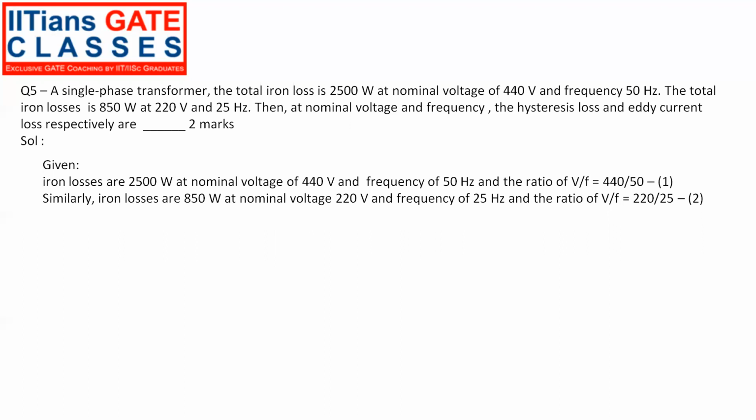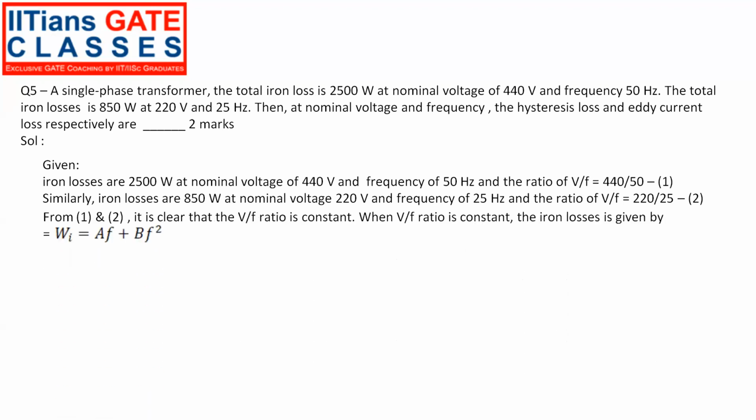So first case, 2.5 kilowatt at a voltage of 440 and 50 Hz. So the V by F ratio is 440 by 50. And similarly, in the second case, the V by F ratio is 220 by 25. In both cases 1 and 2, the V by F ratio is constant, it is the same. So whenever the V by F ratio is constant, the total iron loss is given by the equation AF plus BF square, where A and B are constants, F is the frequency, right? Take the first case, that is 2.5 kilowatt equal to A into 50 plus B into 50 square.